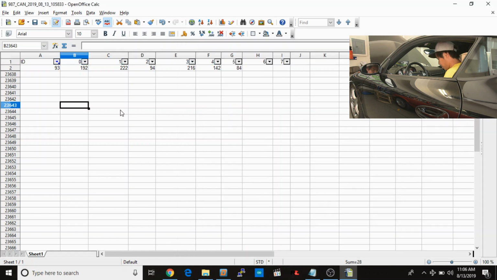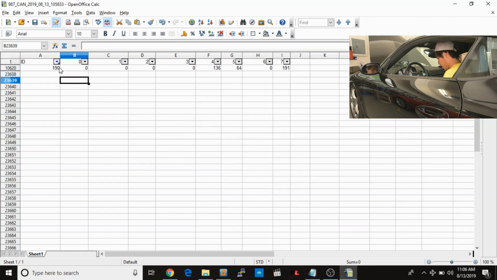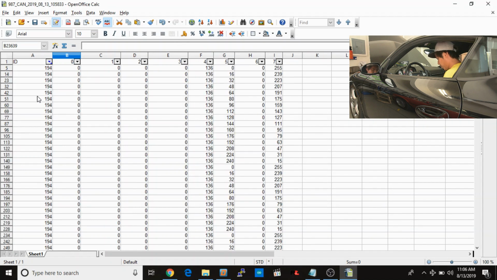So 93 is definitely not the right one. Not enough information here, and I didn't see this ID enough times. 190, again, not a good one. Not enough information. 94.